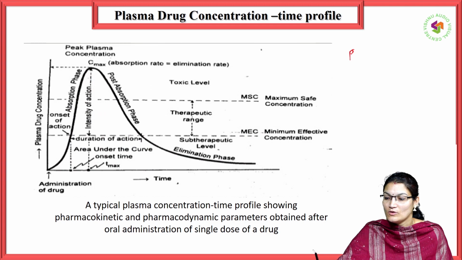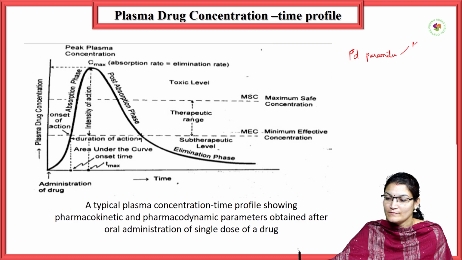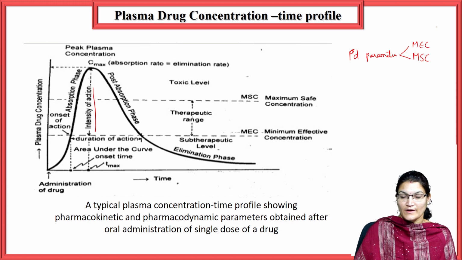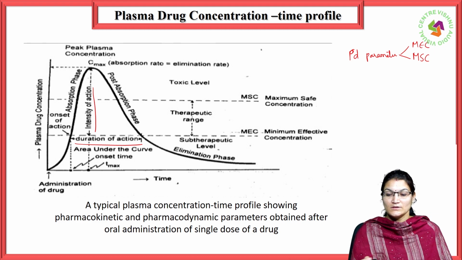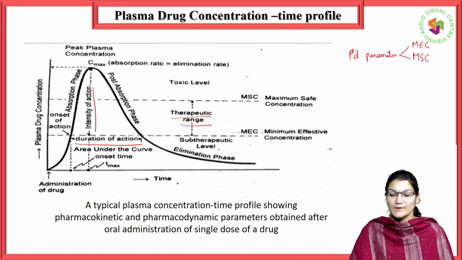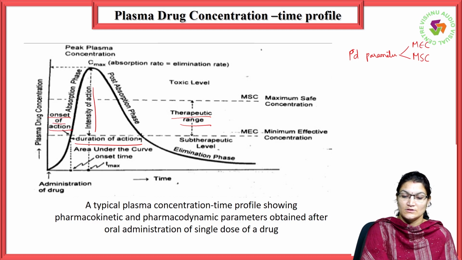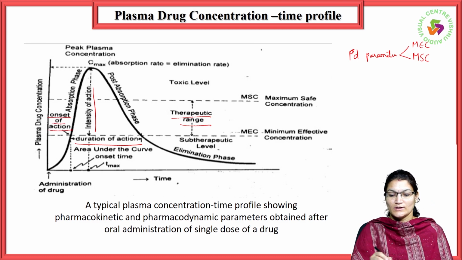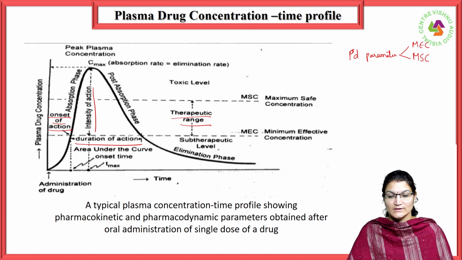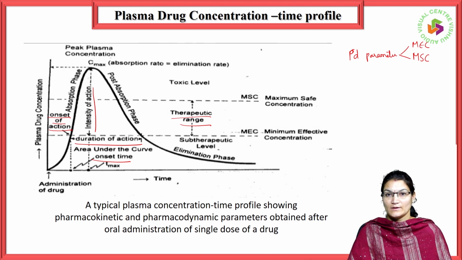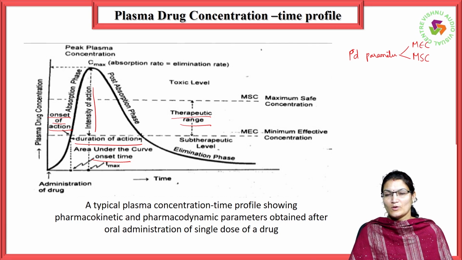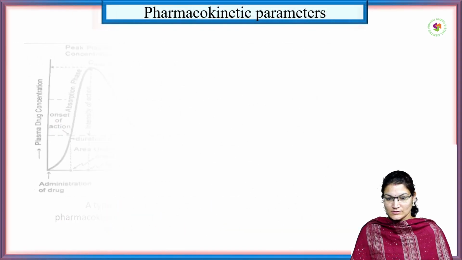Next, the pharmacodynamic parameters. We have minimum effective concentration, maximum safe concentration, intensity of action as the third one, duration of action as the fourth parameter, therapeutic range as the fifth parameter, onset of action, and therapeutic index, which is not included in this graph. I will explain what it is. So these are some of the pharmacodynamic parameters. Let us get into detail about the parameters one by one.